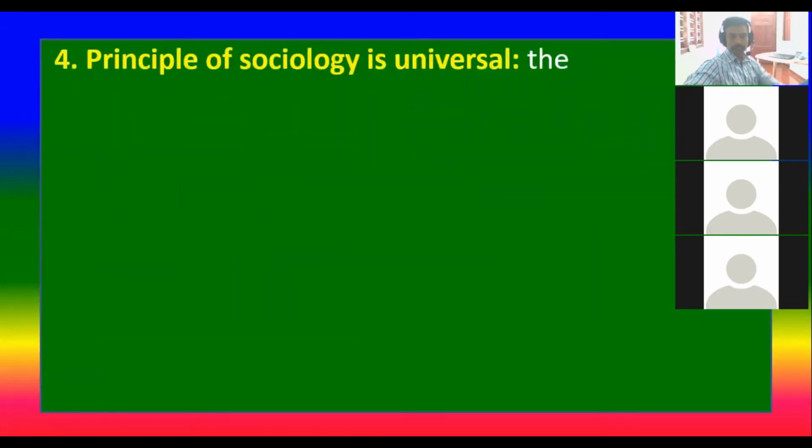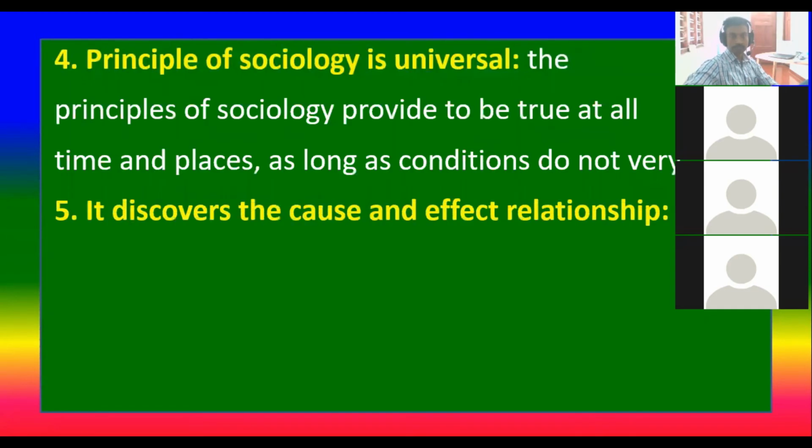Then the principles of sociology are universal. Everywhere, whether American, Indian, or Russian, the principles of sociology are the same, universal. For example, family: Indian families, American families, Chinese families.